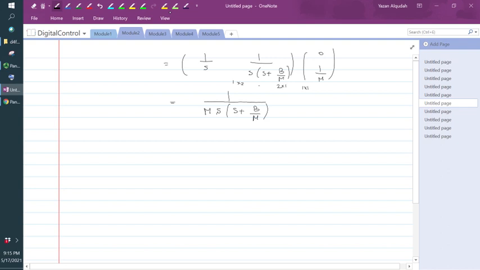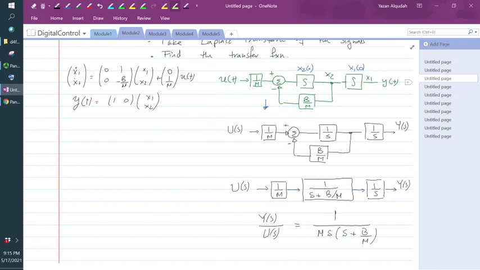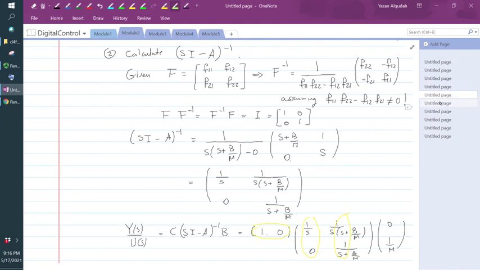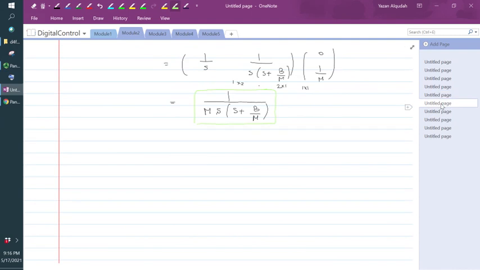Now this result that we just obtained here is similar to what we obtained at the beginning of the lecture: 1 over ms multiplied by (s plus b over m). The same result. Okay, I'm going to stop here. In the next module, we're going to look at the state space analysis, and we're going to look at a general method for obtaining an all-integrator block diagram from a transfer function. Thank you, everybody.